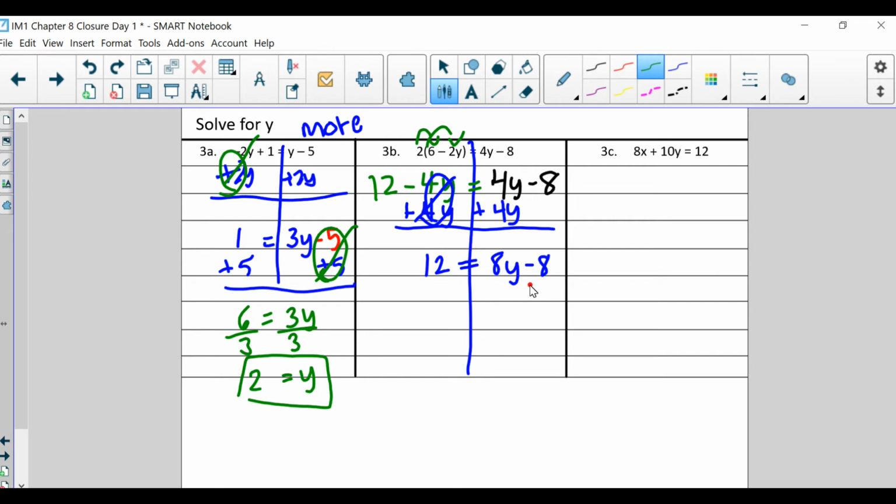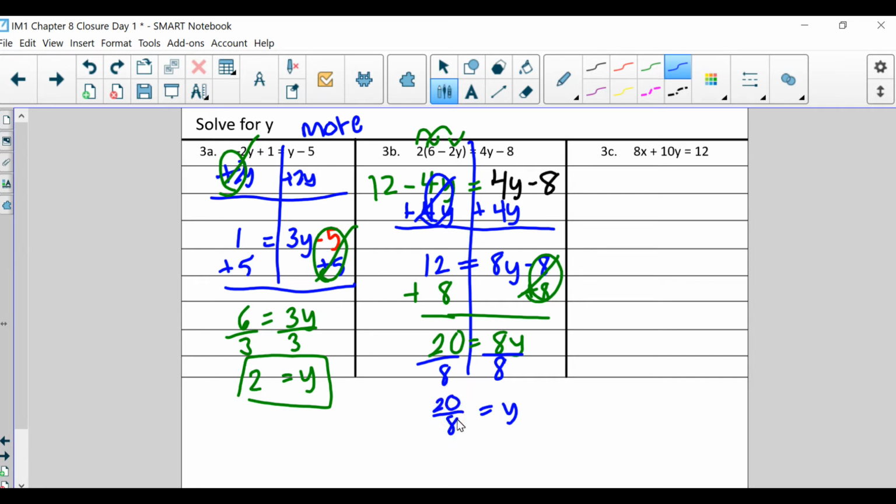Then what we're going to do is notice that the minus 8 is there. So we're going to add 8 to both sides. Why are we doing that? Because it makes a 0 pair. Then we've got 2y, or 12 plus 8, which is 20, is equal to 8y. Then lastly, we're going to divide by 8. And we get y is equal to 20 divided by 8.